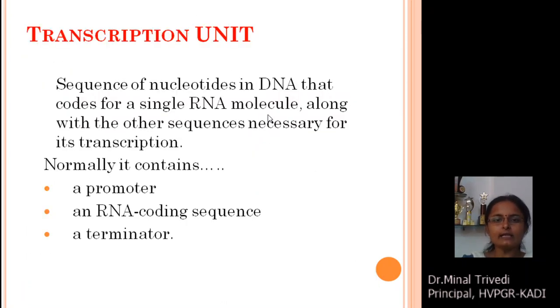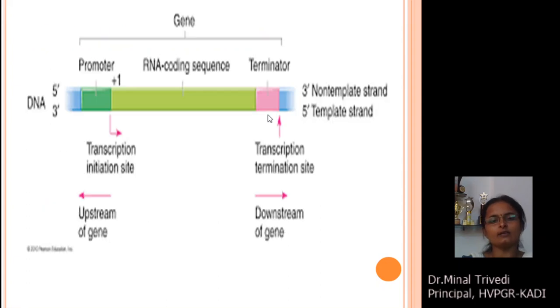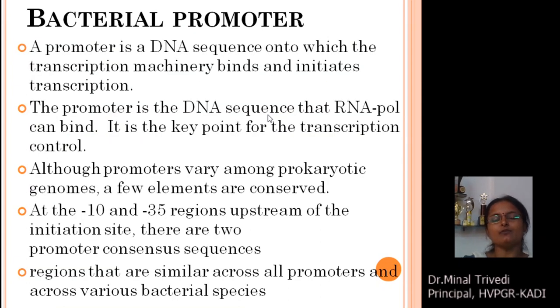Now we have discussed three components of transcription units: promoter, RNA coding sequence, and the terminator. First of all, we will understand the promoter. It is important, and everyone should understand the definition of a promoter. A promoter is a DNA sequence located immediately upstream of the RNA coding region, and this is the sequence to which the transcription machinery binds and initiates the process of transcription.